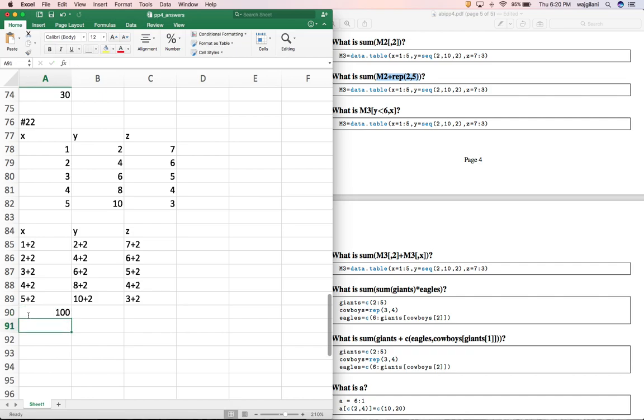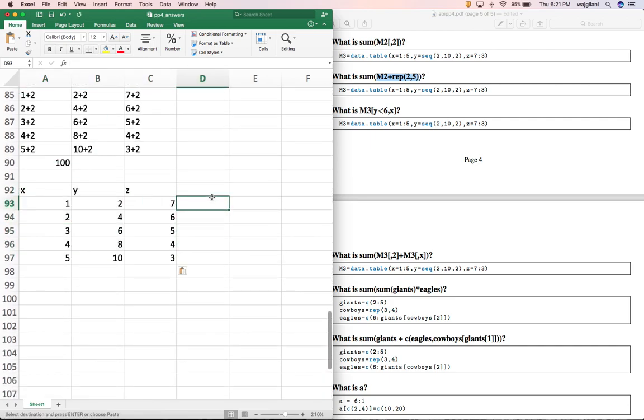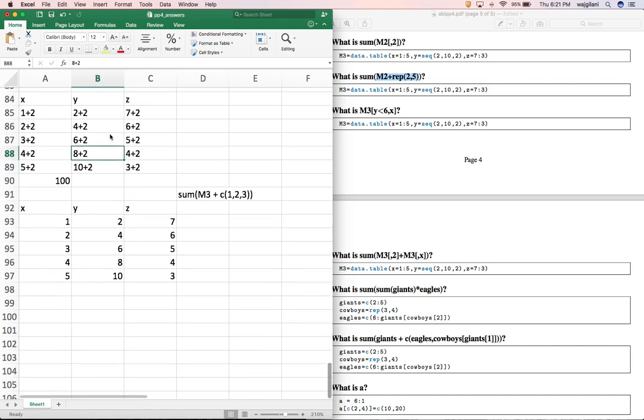Now, given this, I just have a little trick question for you that some of you might be wondering yourselves. Let's say hypothetically I said instead, what is sum of, this is a hypothetical question, M3 plus, what does this become? Now we're saying the vector 1, 2, 3 plus M3. How do we answer this? How will this be answered? Actually, I should actually copy this.